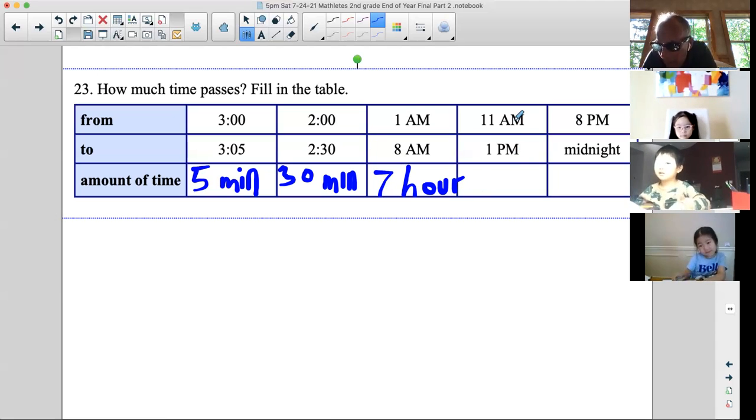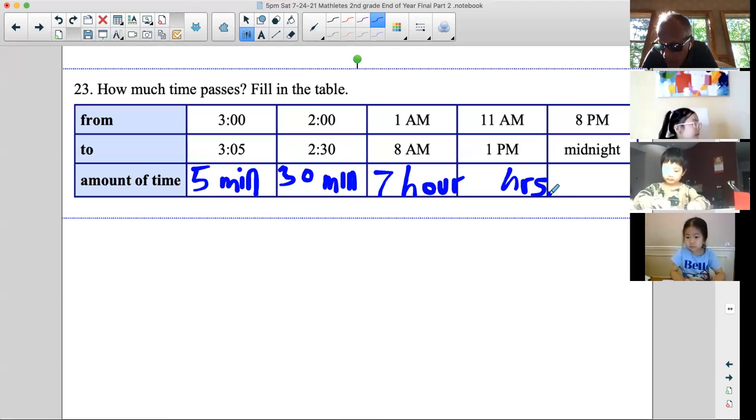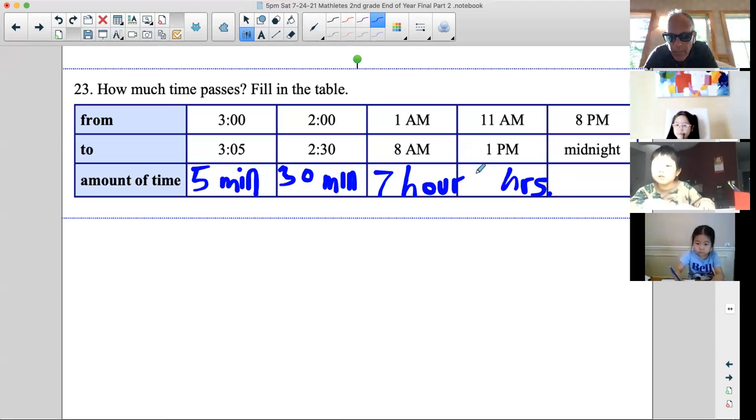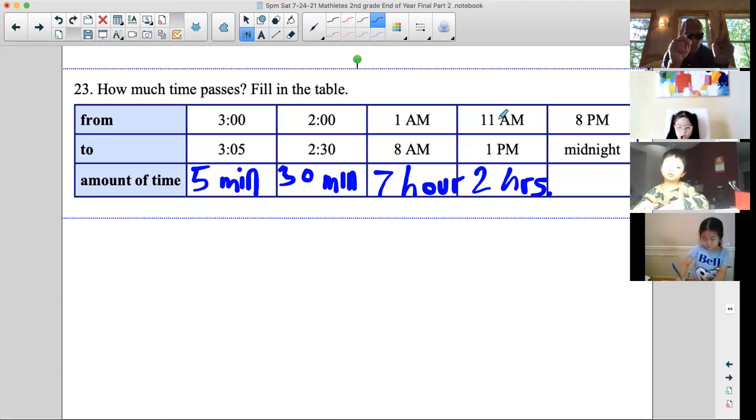Now, how many hours from 11 a.m. in the morning to 1 p.m. in the afternoon? How many hours? Don't say it out loud yet. Think about it. Write it down. On 3, 1, 2, 3, go. 2 hours. Right, because 11 o'clock to noon is 1 hour, and from noon to 1 p.m. is 1 hour, and 1 plus 1 is 2.